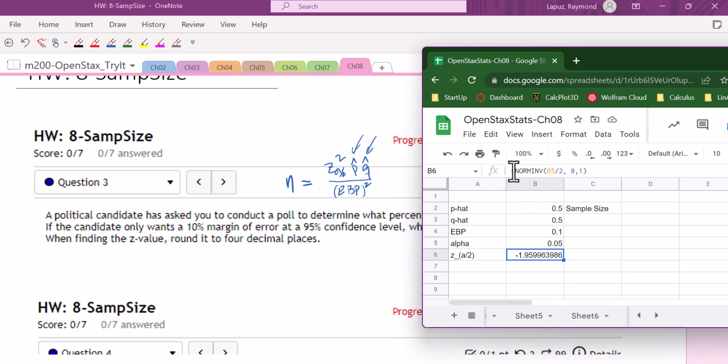But just to be really safe, I'm going to click back at this cell, click back at this option over here where I can edit it, and squeeze in a minus sign.